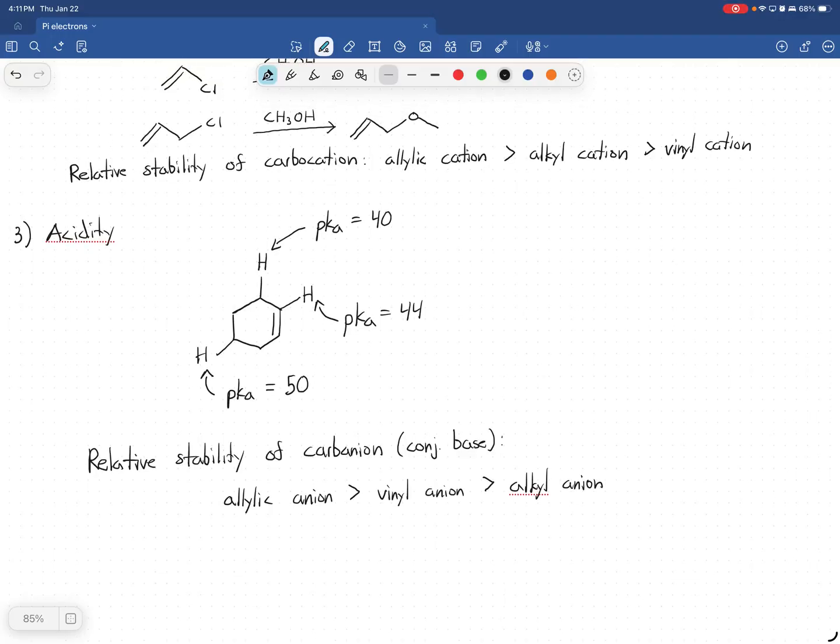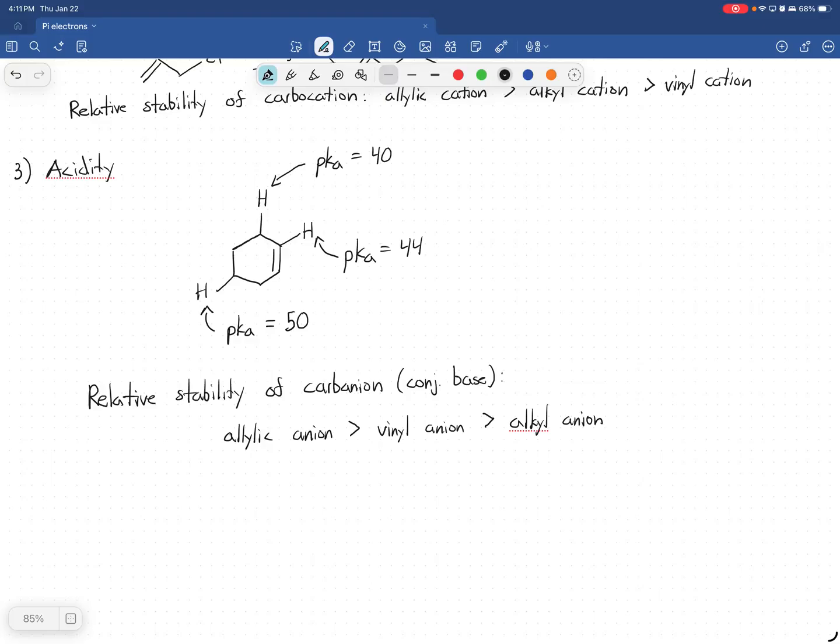All right. Do you want to know why the vinyl anion is more stable than the alkyl? Why would that one be more stable? Do you guys remember about hybridization? Like you have a carbon atom with a hydrogen. What hybridization is most acidic? sp3, sp2, or sp? sp. So that means the negative charge is closer to the nucleus, right? So it should be more stable.